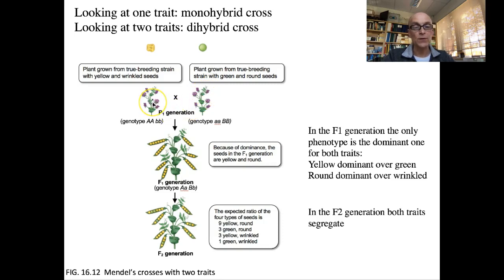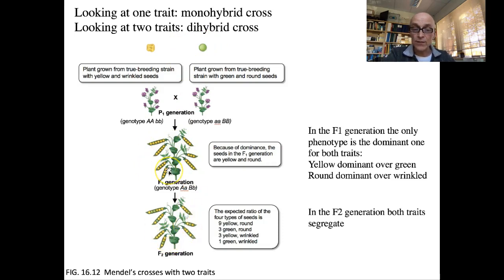So this was a plant from a true breeding strain that had green and round seeds. So he transferred pollen from one to the other. He looked at the offspring, and he found that in the first generation, all the seeds were yellow and round. So that means, since they were all yellow and round, that yellow was dominant over green. We already knew that from the previous experiments. And that round was dominant over wrinkled, because everything is round here, right? So they're all round, none of them are wrinkled.